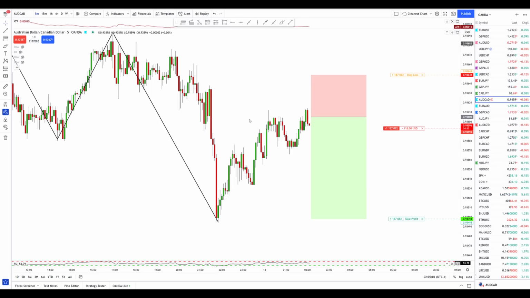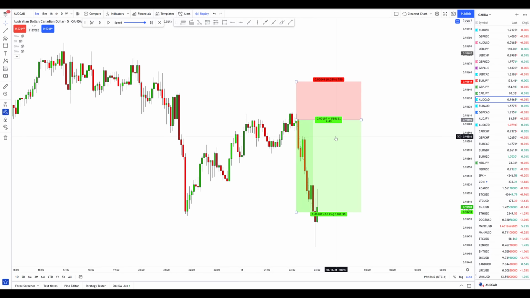So here we are on the Aussie Canada 5-minute chart, looking at a trend continuation trade that's based on the strategy that you're gonna be learning throughout this video. Now I'm gonna have to wait to see this market either hit my stop loss or hit my target. As you can see, I'm already in the trade, but with the power of editing, you're gonna see that right about now.